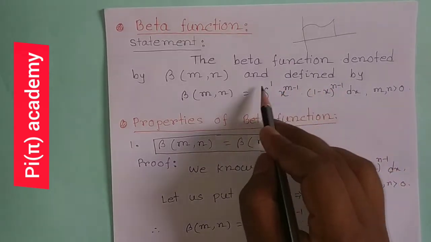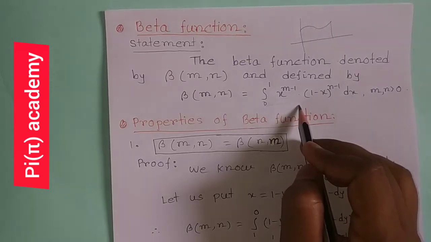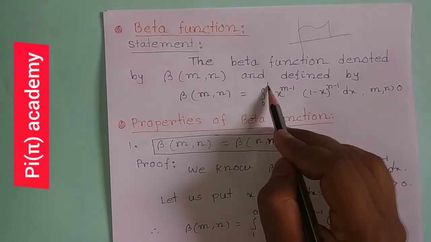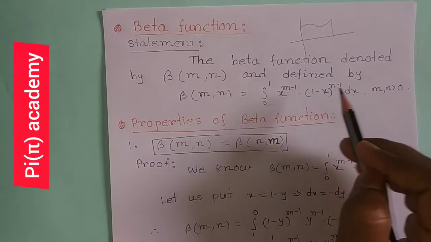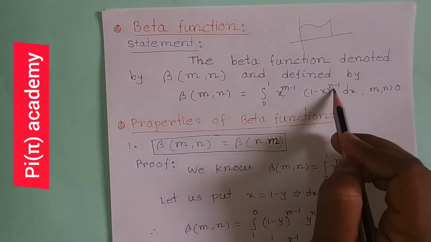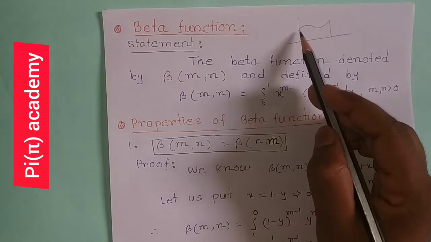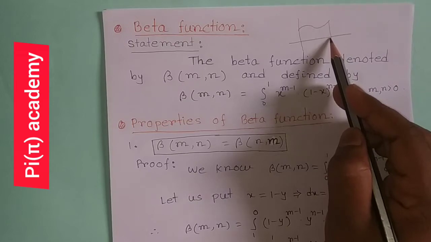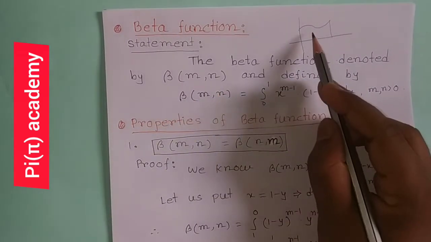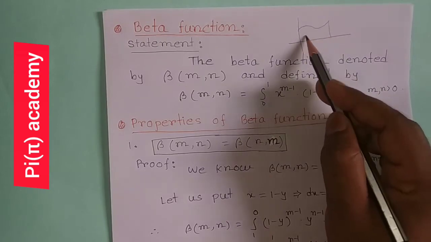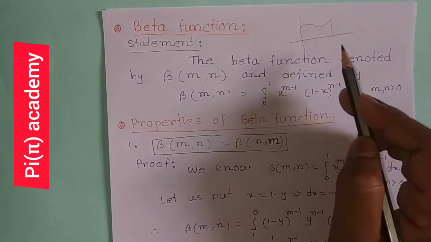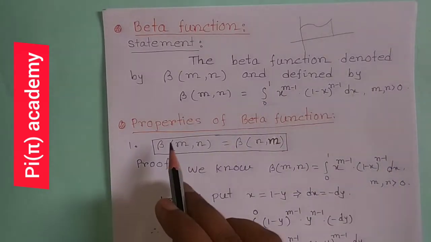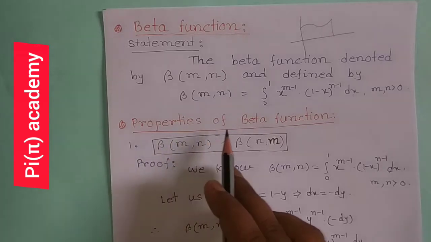By this integration we can calculate the value of the area which is bounded between 0 and 1, and this area depends on the value of m and n. That is, if we plot the area between the x equal to 0 line and the x equal to 1 line, then by beta m n we can calculate this area, and it depends on the value of m and n. Now I discuss some properties of beta function.